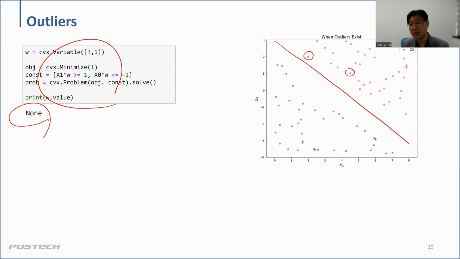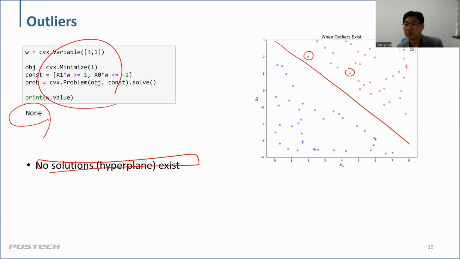So we want some kind of classification method that is more robust, that can do something even though we have some misclassified data points or outliers, like what we do. That's the biggest challenge that we have at this moment. No solution exists, so we cannot stop here. We have to do something.